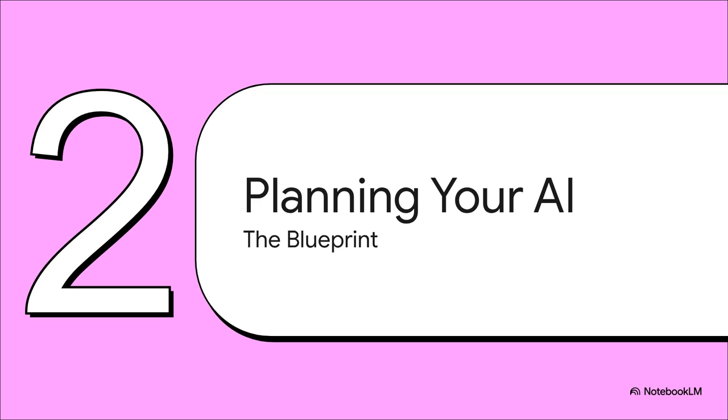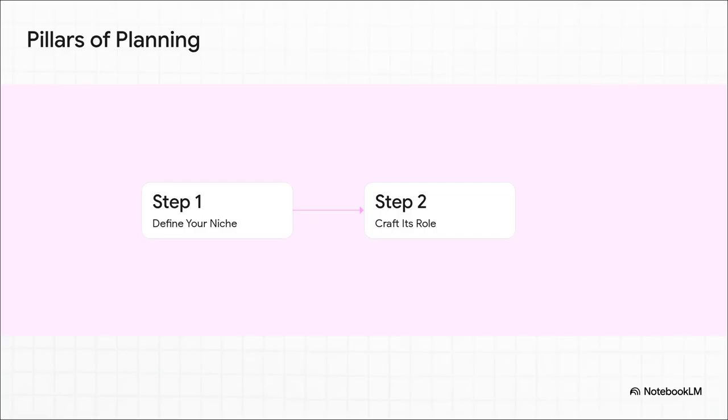Every great project starts with a solid plan, right? This is the blueprint phase. And let me tell you, getting this part right is probably the most important step in the whole process. And your blueprint, it really just rests on two main pillars. First, you've got to decide exactly what it's going to be an expert in. That's the niche. And then you have to decide who it's going to be, and that's its role.